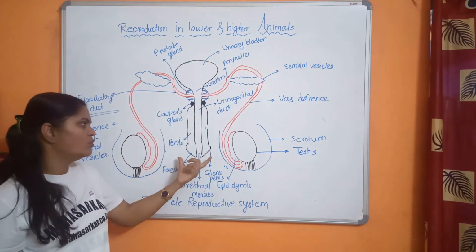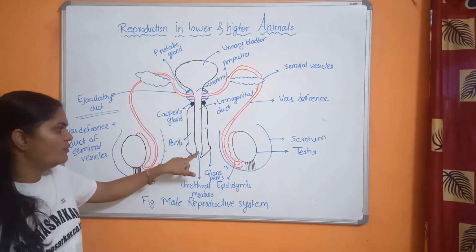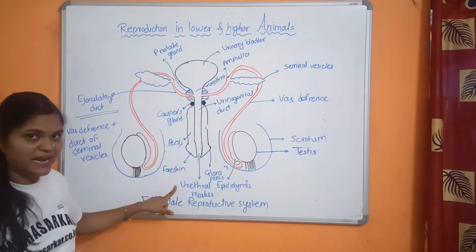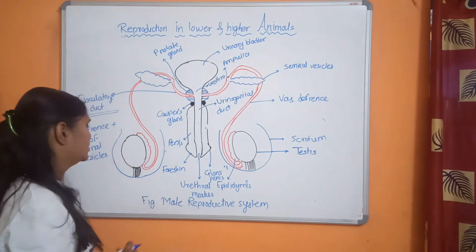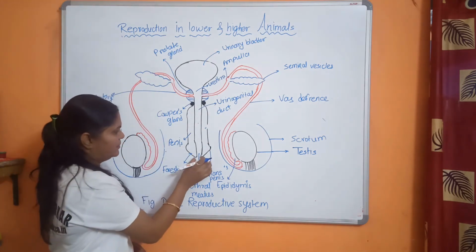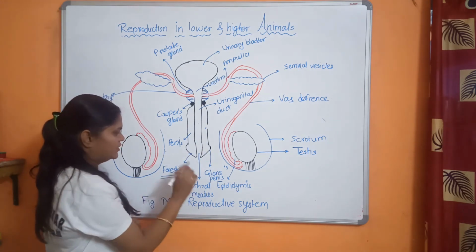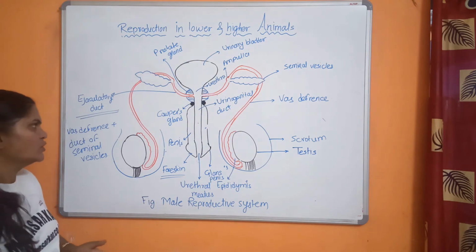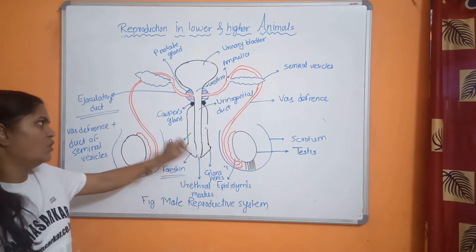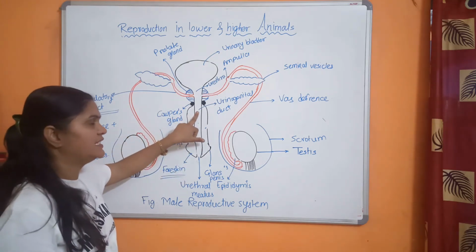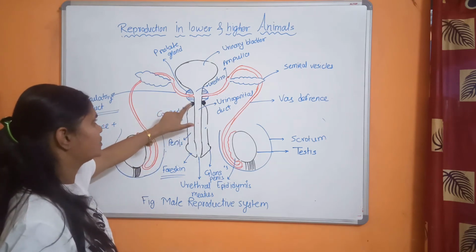The lowermost region of the penis is called the glans penis, and the opening of the urethra is called the urethral meatus or urethral orifice. A loose fold of skin is present near the glans penis, called the foreskin or prepuce. So this is the penis part in which the urinogenital duct opens, because it carries both urine and sperm.